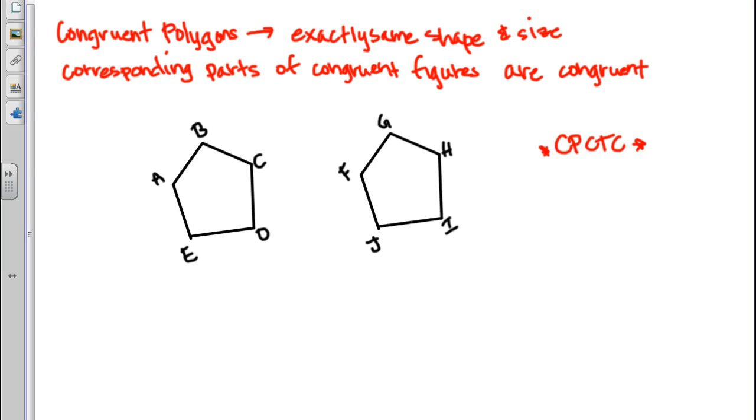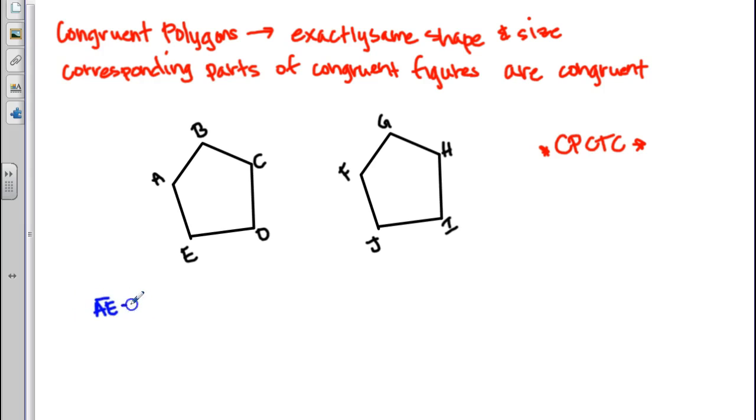All right, so congruent polygons here. The corresponding angles will be congruent and the corresponding sides will be congruent. So let's kind of walk through this a little bit here. I'm going to go ahead and tell you that these two polygons are congruent, and then we're going to identify all the congruent parts. So we're going to show that they're congruent by identifying all their congruent parts.